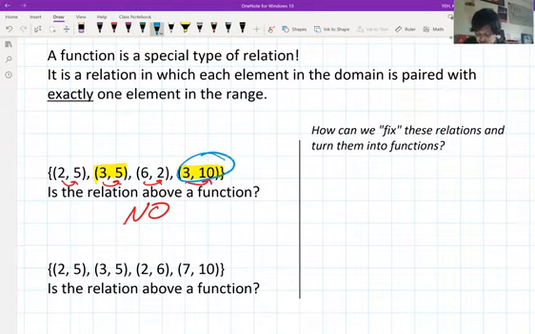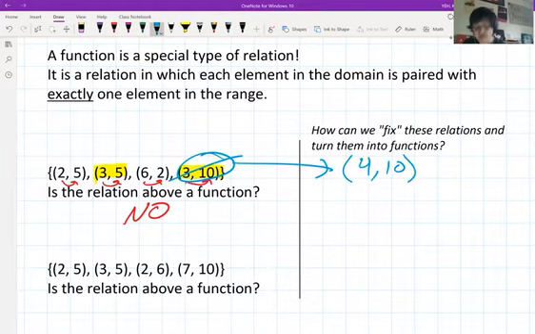Well, if this 3, 10 had not been 3, 10, if it had been 4, 10, would that work? 2 goes to 5, 3 goes to 5, 6 goes to 2, 4 goes to 10, and there's no single x value that goes to multiple y values. So that would work. 4 comma 10 would work. Basically just anything that gets rid of the duplicate x value would work to make it into a function.